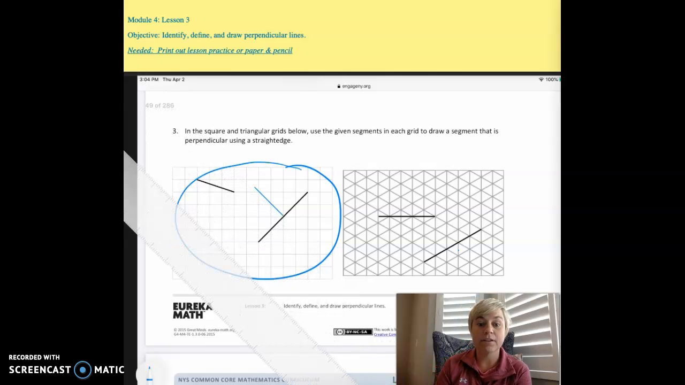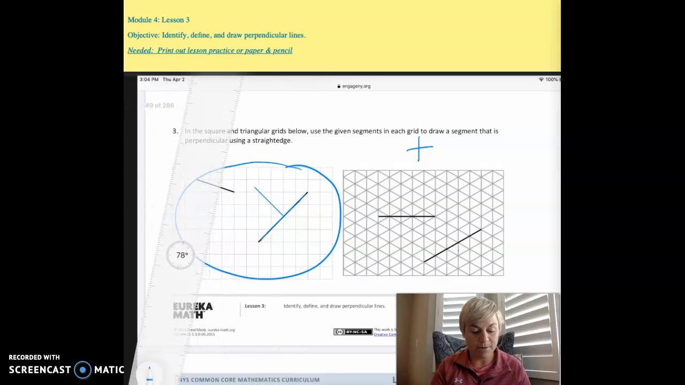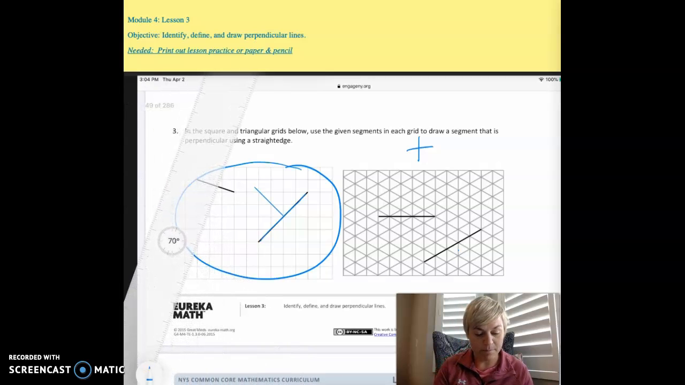Does a perpendicular line have to be going up and down like a plus sign? No, it can go sideways like this. These are still perpendicular to each other. We're just talking about how they relate to each other. Are they perpendicular to each other? If the answer is yes, then they're perpendicular. All right, here, got my perpendicular lines.